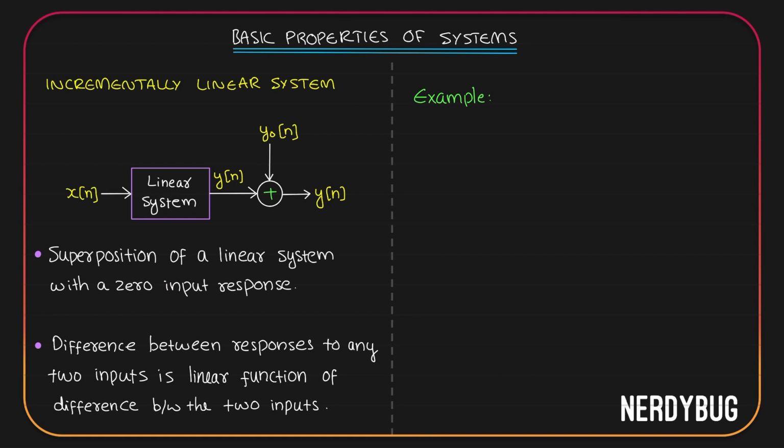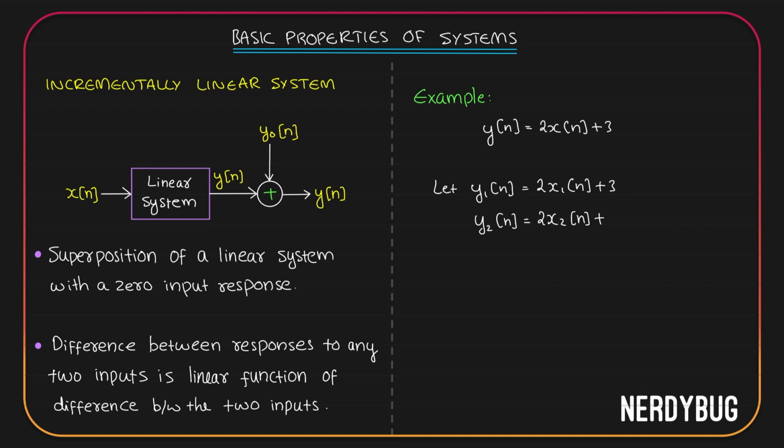To recognize an incrementally linear system, you can think this way. The difference between the responses to any two inputs will be a linear function of the difference between the two inputs. Let's verify this with the same example. Y of n is equal to 2x of n plus 3. Let's say you gave an input x1 of n and you got y1 of n, which is equal to 2x1 of n plus 3. And you gave x2 of n as input and y2 of n was 2x2 of n plus 3.